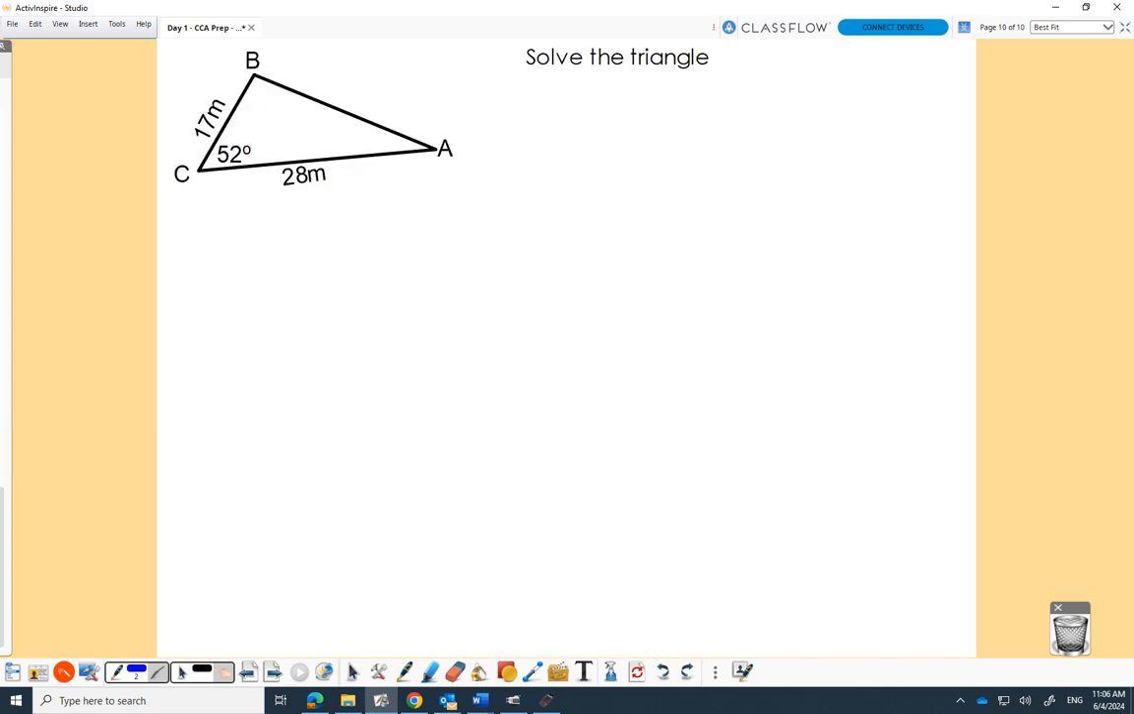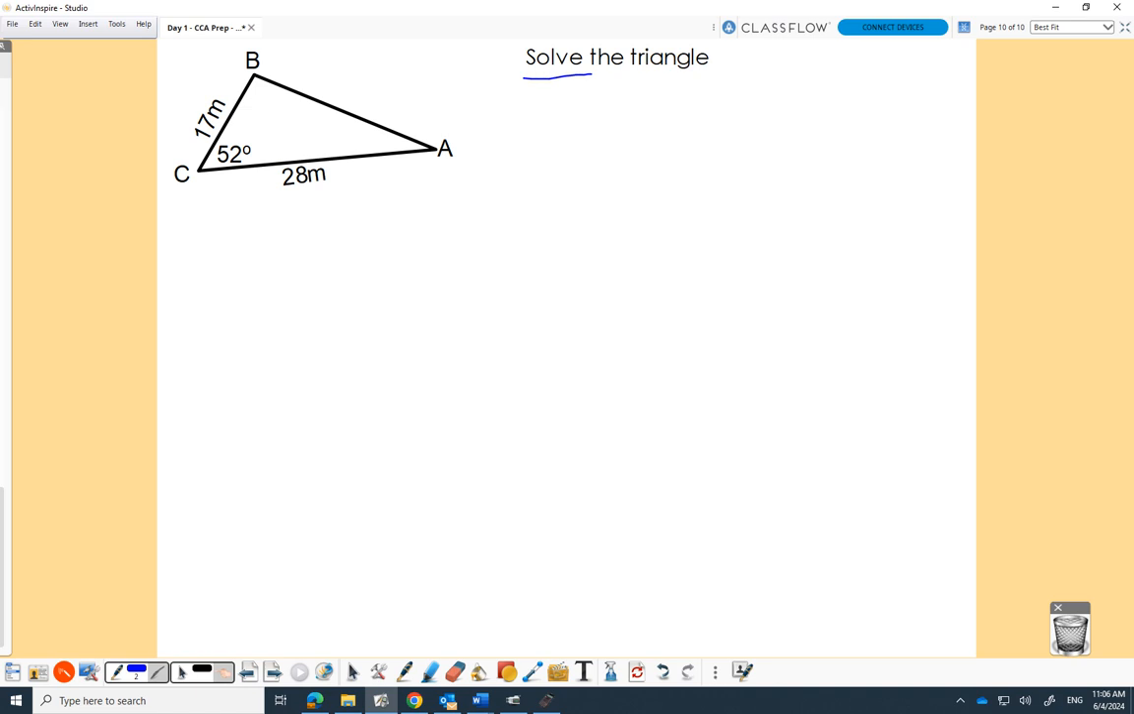Solve the triangle. Solve the triangle means find everything. Friends, on the CCA, please remember, when it says solve the triangle, don't go after one thing. Get everything. You can actually ask me to clarify that. You can call me over and say, Mr. Todd, what am I going after here? And I'll just go, solve. And solve means get everything.